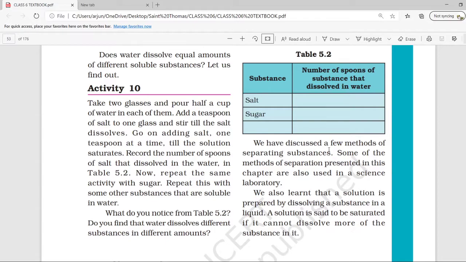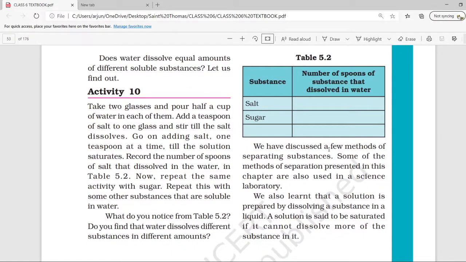What do you notice from table 5.2? Do you find that water dissolves different substances in different amounts? Yes, if you do this activity at home, you will know that salt dissolves more in water compared to sugar.